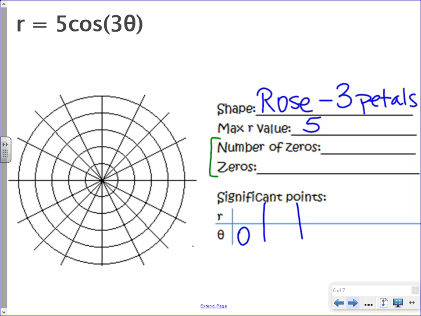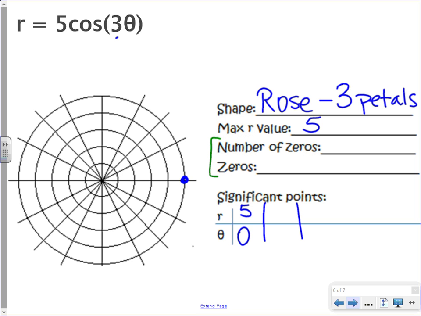When theta is 0, what's the cosine of 0? 1. So our R value is? Oh, that's so nice. What did that coordinate give us? Our first petal. We don't have to do any work to figure out where our petal is. That's why cosine ones are nicer, because you already know where the first petal is.